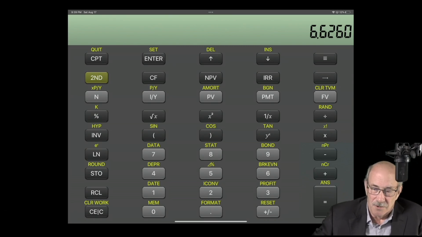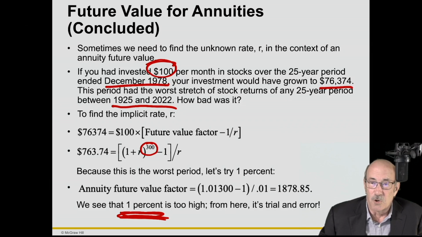All right. So not only is this a good example, but it also helps us understand the riskiness of the stock market. It is quite risky.